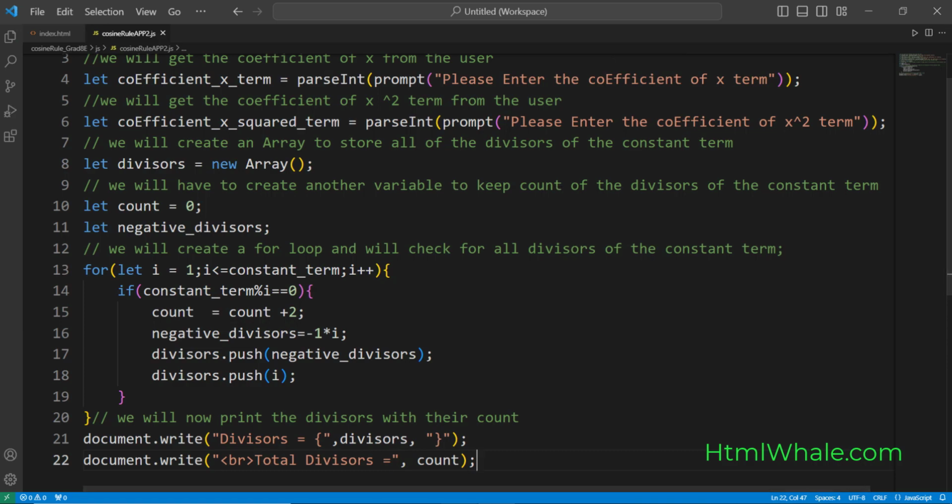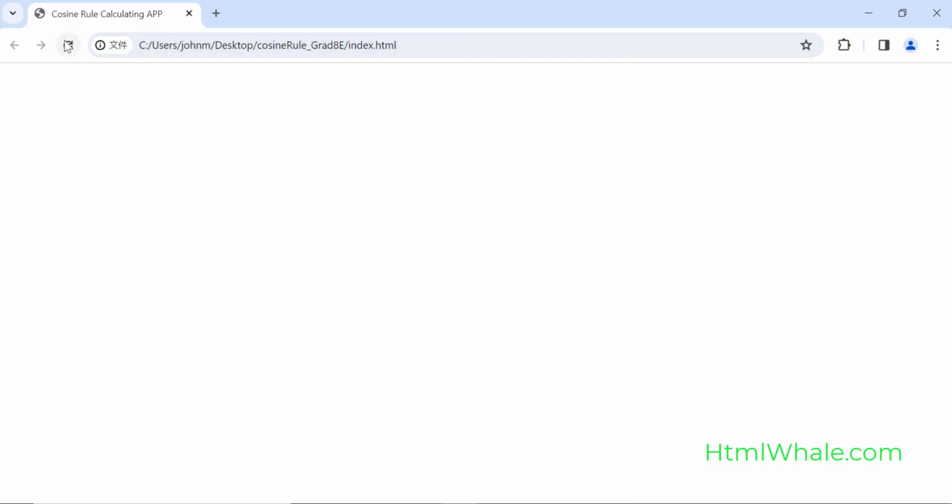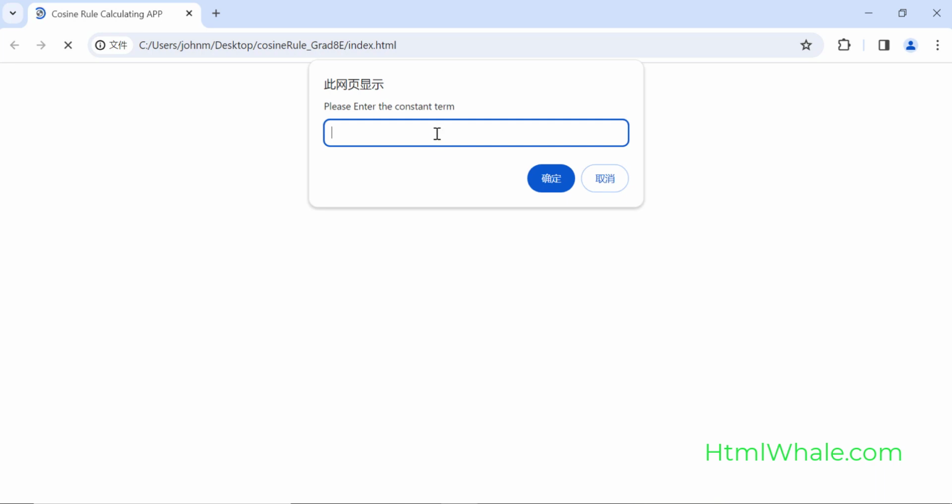We will execute the code. So it says enter the constant term, that is 72. That's the question we are targeting, and the quotient of x is 17. The quotient of x squared, we are not going to be using it as of now, but still we will enter it.